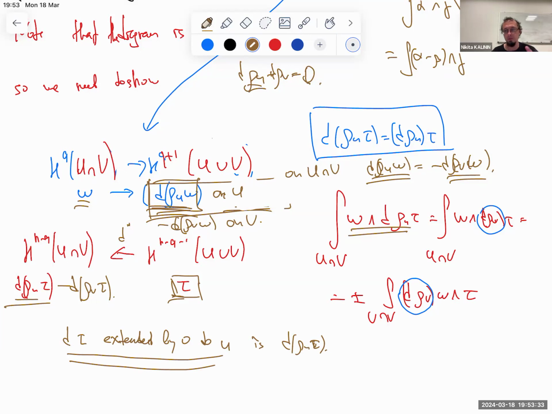So what is d tau on U? Then the tau on U is just this form extended by 0. And because this is a form in cohomology, and this form is just some concrete form which I can compute explicitly, it's a representative of the D lower star, the upper star. Yeah, I think it's all correct.